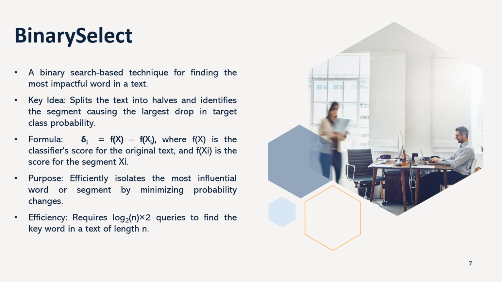By analyzing these changes, binary select identifies the text with the highest probability drop, indicating its significance in influencing the classifier's classification score. Furthermore, binary select may iterate this process until a single word segment is achieved, allowing for the identification of the most influential word or segment. This iterative approach helps in pinpointing the word or segment that has the most significant impact on the classifier's classification score, providing valuable insight into the factors driving classification outcomes.